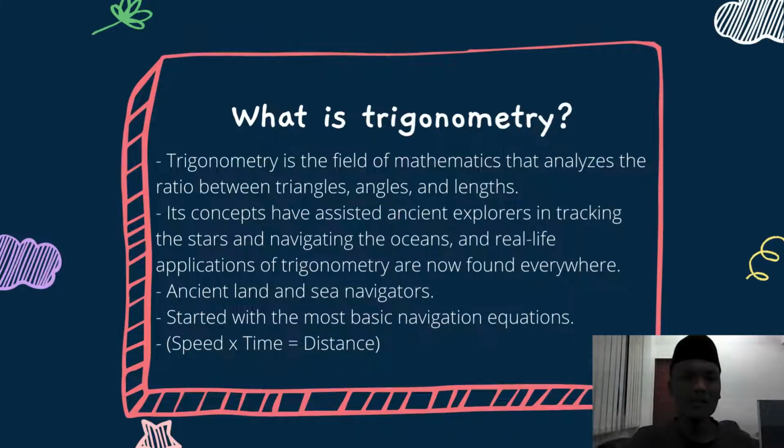What is trigonometry? Trigonometry is the field of mathematics that analyzes the ratio between triangles, angles, and length. Its concepts have assisted ancient explorers in tracking the stars and navigating the oceans, and real-life applications of trigonometry are now found everywhere. Ancient land and sea navigators started with the most basic navigation equations, like speed times time is equal to distance.